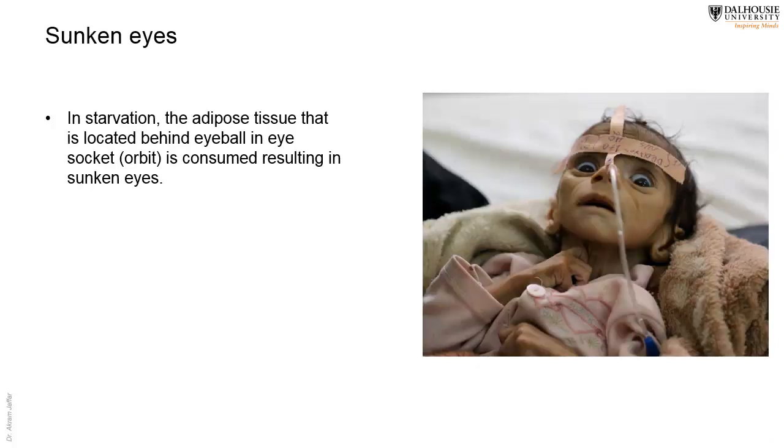Here, this is a case of starvation, and as I mentioned, the fatty tissue protects many organs. It acts like a cushion, for example, for the eyeball in the orbit, which is the place where the eye is located in the skull. Behind the eyeball, there is a pad of fat, and in cases of starvation, it's not only the fat under the skin that will disappear, but also the fat behind the eye. So the muscles that move the eyeball will pull the eye backward, and this is what we call sunken eyes.